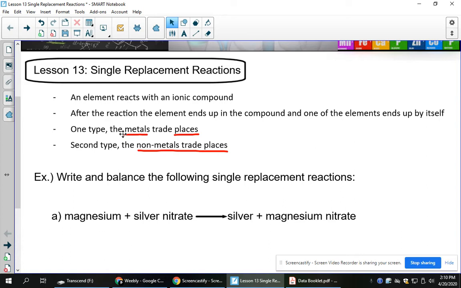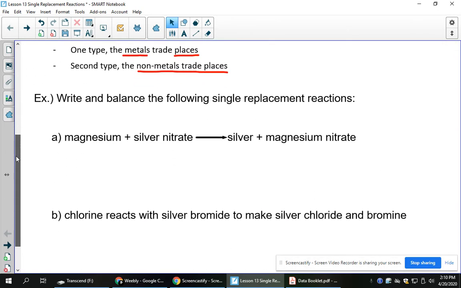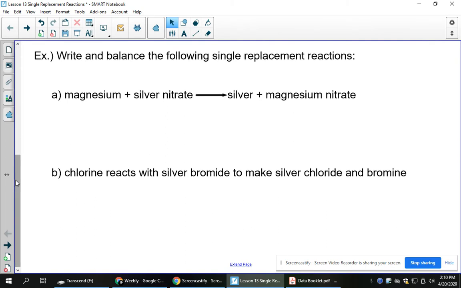So it's the same process as last week. We start with the words, we write the elements and the ionic compounds properly with states, and then we balance the equation. So you need your data booklet open for this. The first example has magnesium and silver nitrate as reactants, and then once the chemical reaction takes place, you end up with silver and magnesium nitrate.